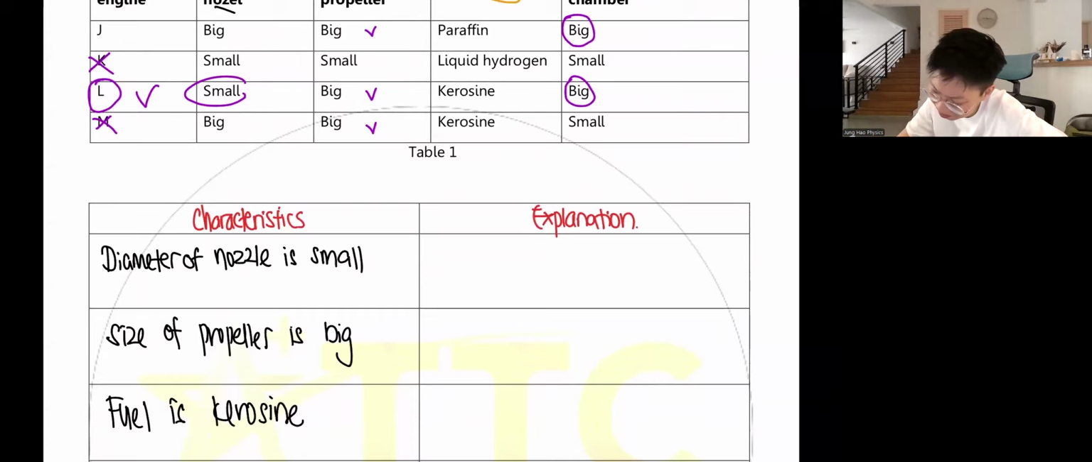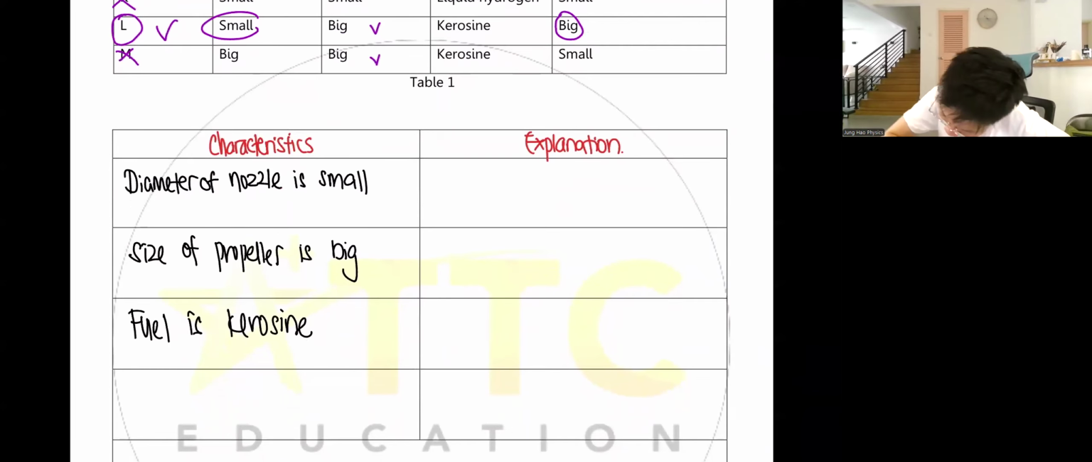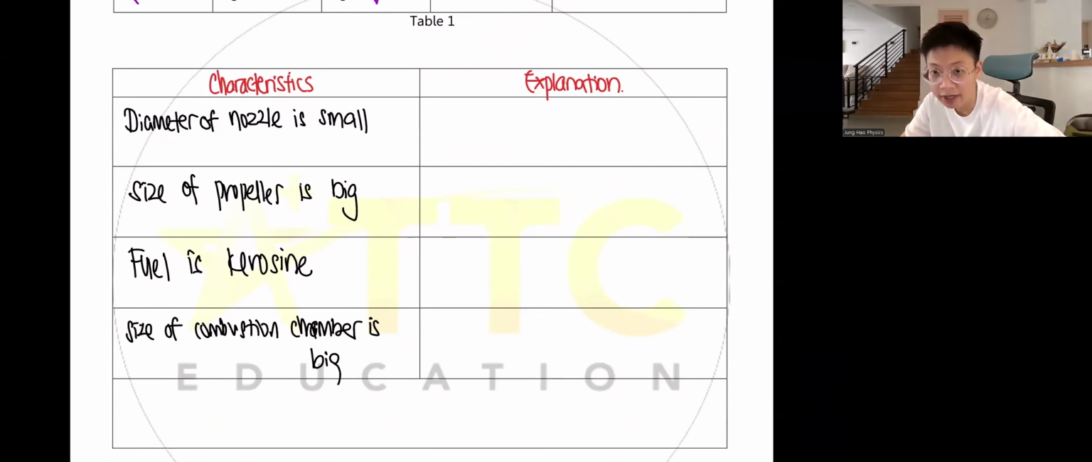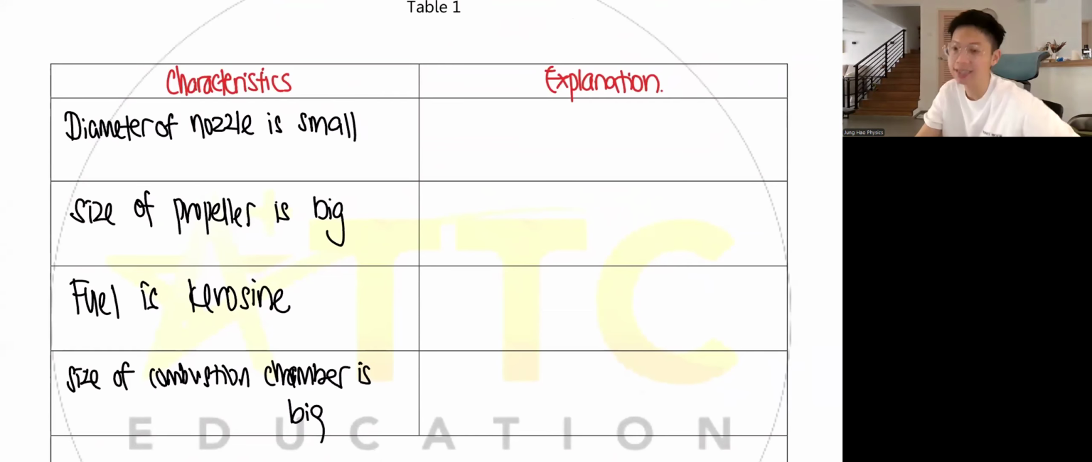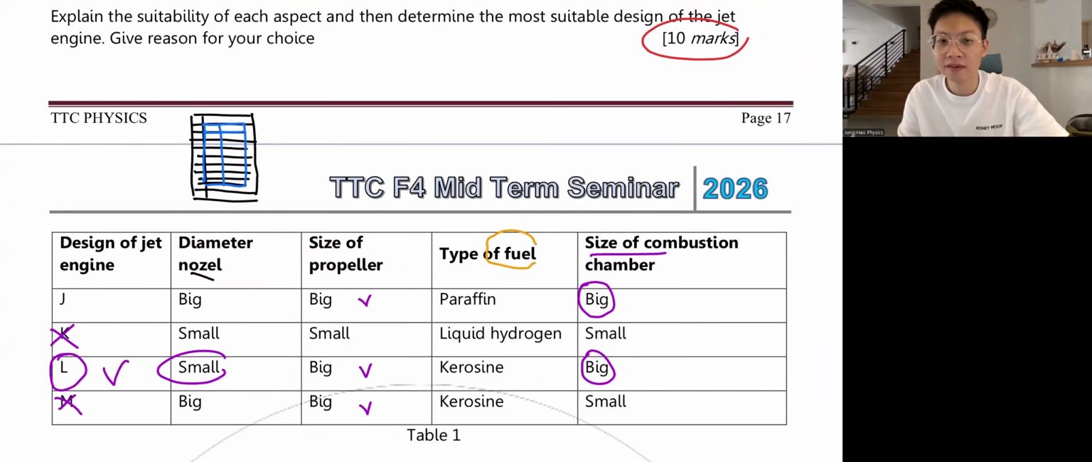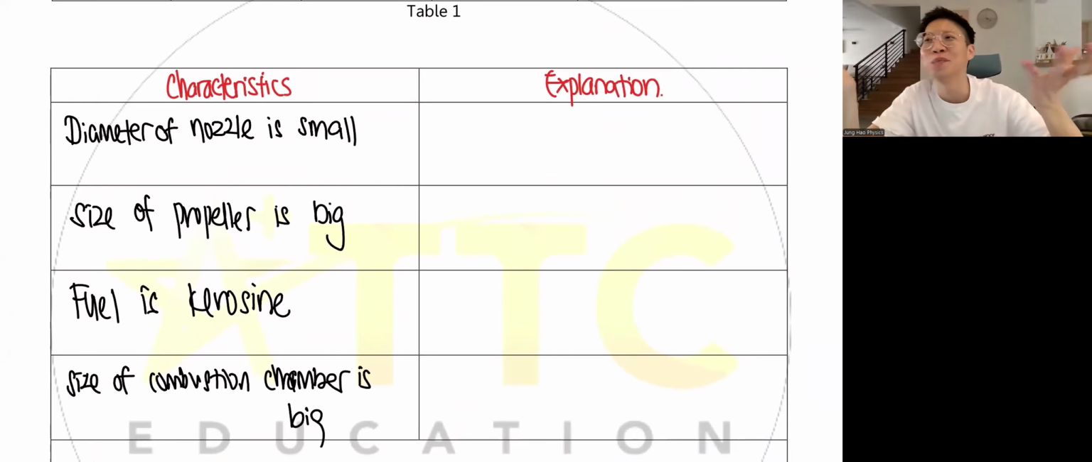Okay. So last but not least, the size of combustion chamber is big. Okay, so guys, how do 3 columns work? If I'm not mistaken, they have to copy this one as one of the columns. Yeah, if I'm not mistaken. I don't really know how it works actually, because I never force my students to do that. But I'm guessing it works that way.